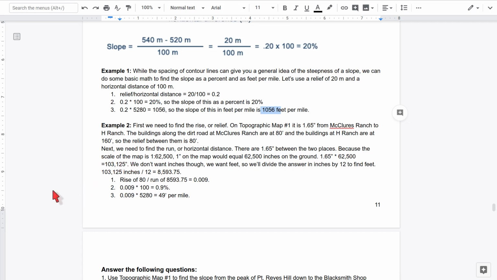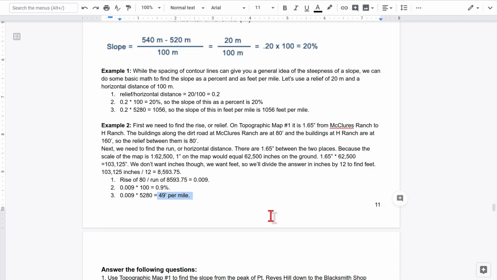But we want feet. So the distance between those ranches is 8,593.75 feet. So we have a rise of 80, a run of 85.93, which works out to 0.009. If we multiply that by 5280, we know that the slope is going to be 49 feet per mile. And 0.009 multiplied by 100 is 0.9. So the slope as a percent is 0.9%. In feet per mile, it's 49 feet per mile.